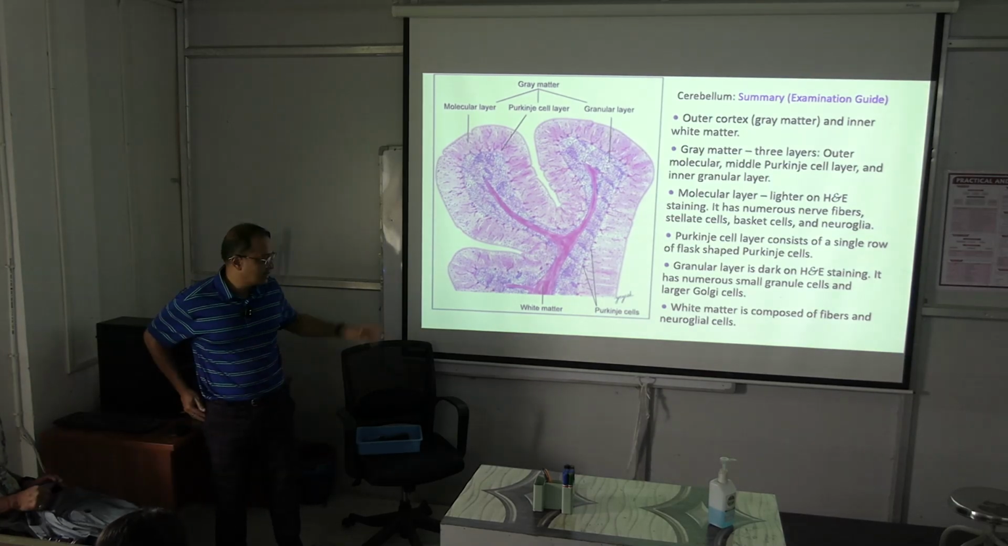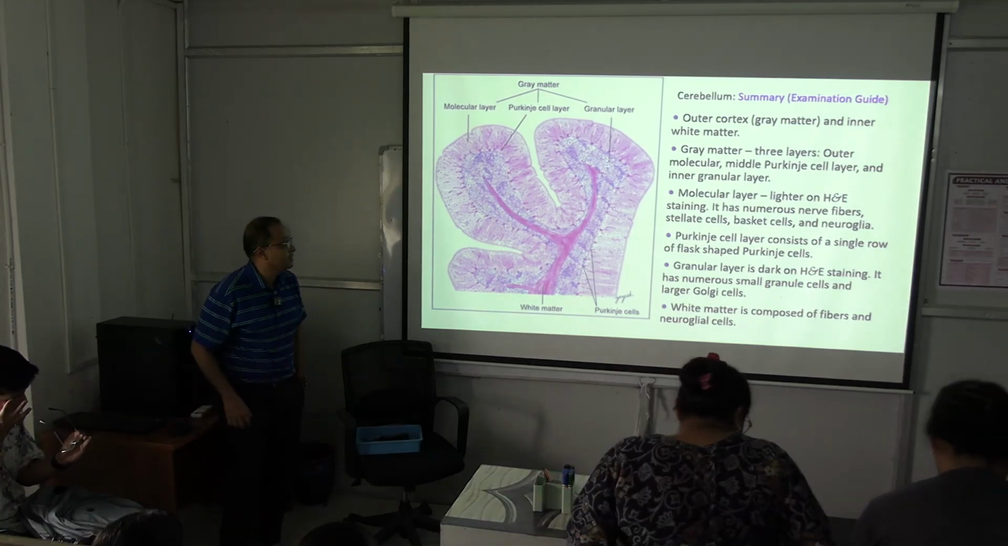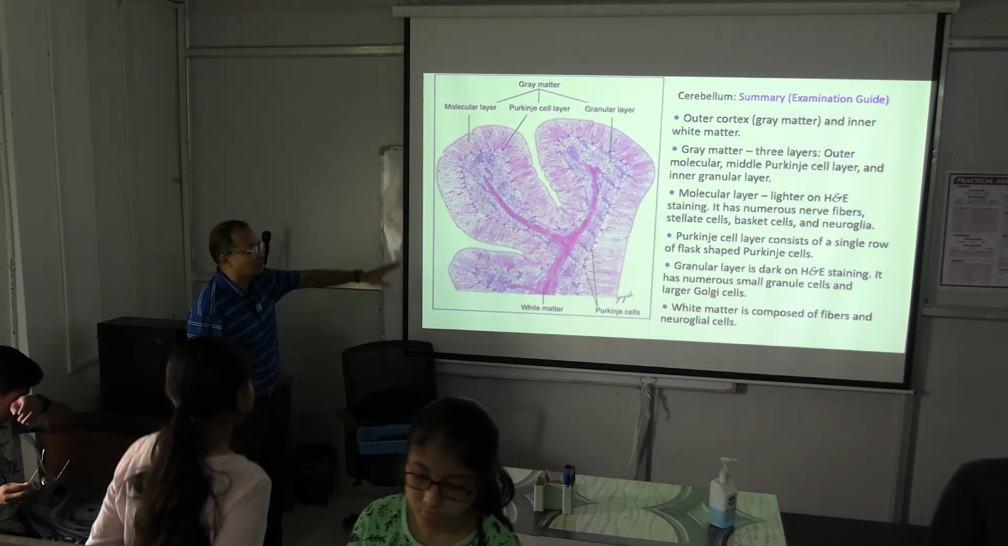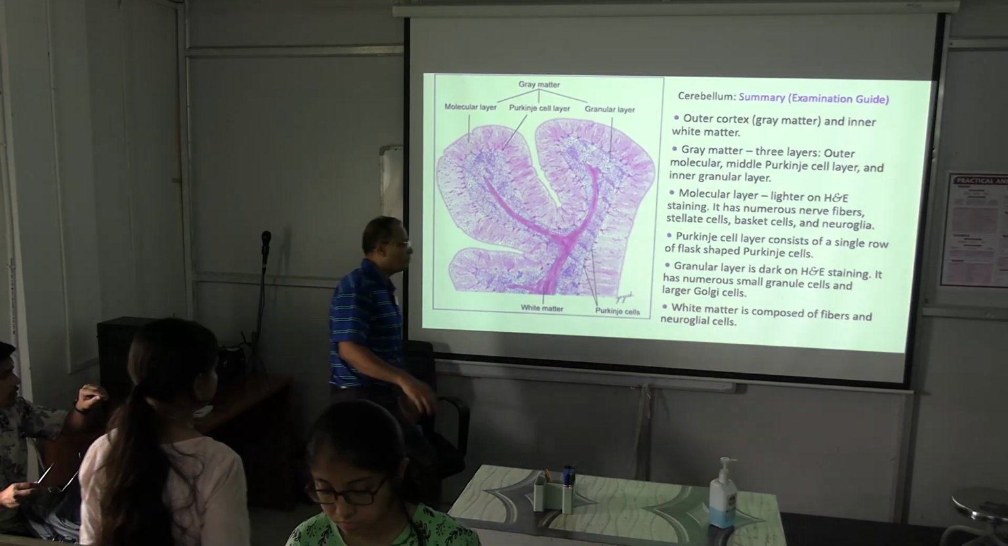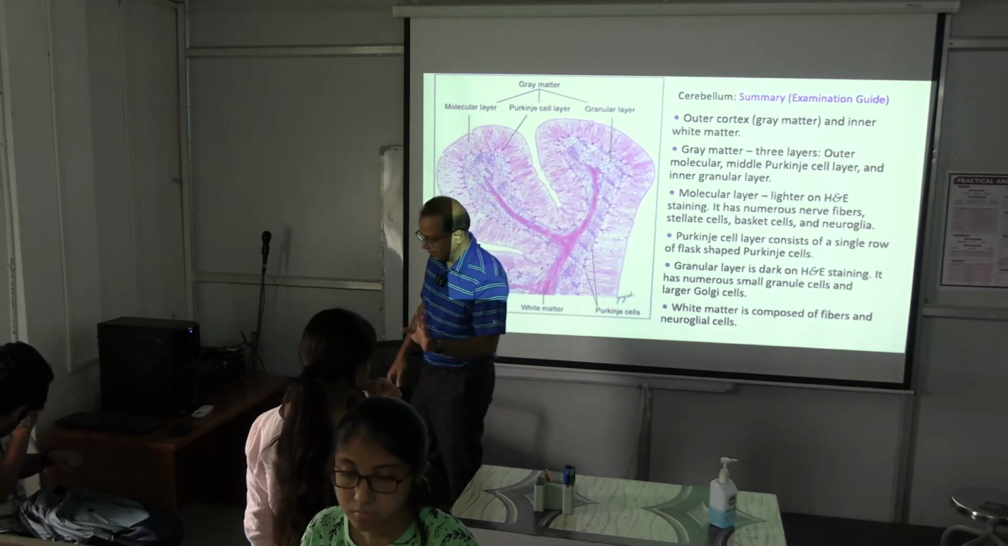Check it out, it is just the same as you are seeing in this picture, and there are different cells in these layers of the cerebellum. Just drop everything, remember this Purkinje cell, and the rest will be taken care of on its own.